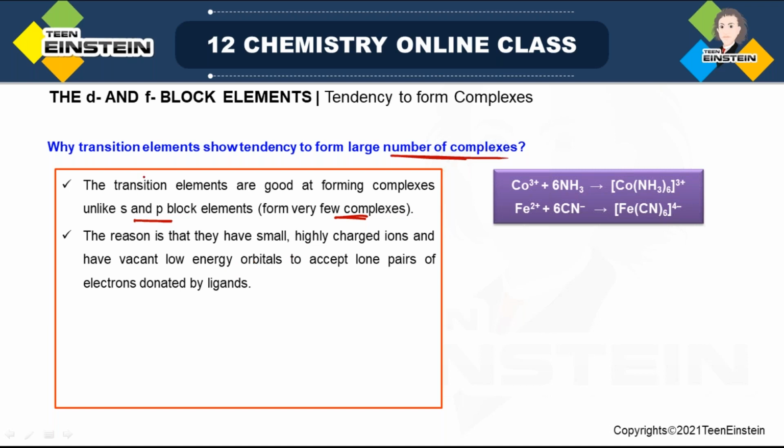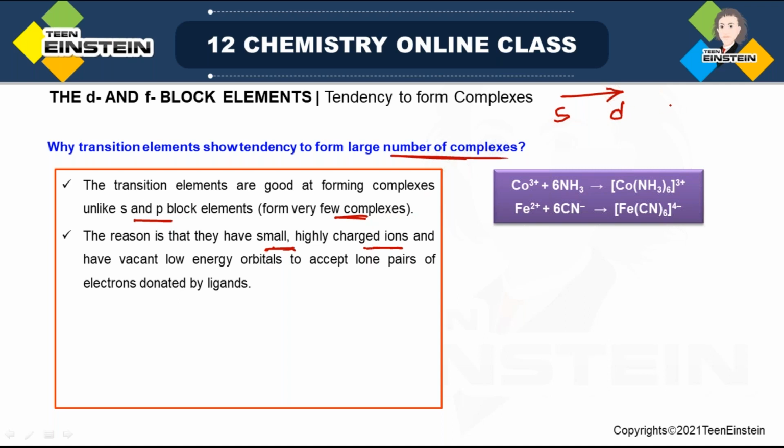Now here the reason that transition elements show a very large variety of complexes is that they have small, highly charged ions. Now compared to s block, after s block we have d block in the periodic table, and gradually the size decreases. That means size is small and charge is high. We know that for d block elements, different types of high oxidation states are possible, +6, +7, that are not possible for s block. For s block the maximum oxidation state you can find is +1 or +2, right? But for d you can find very high oxidation states. So highly charged ions and size is very small.